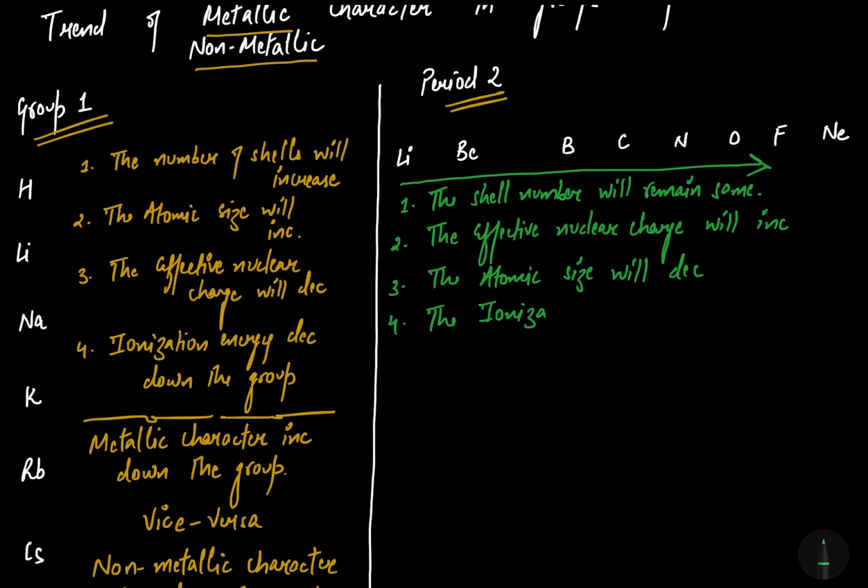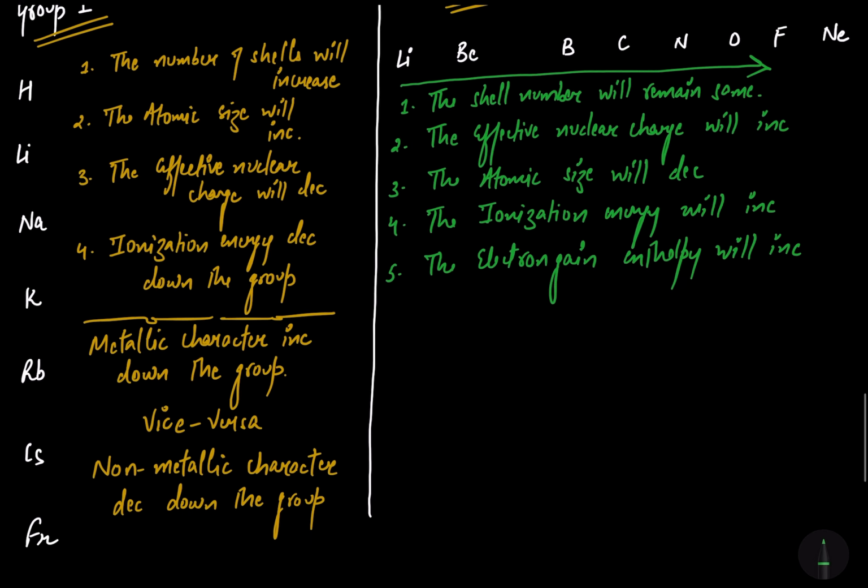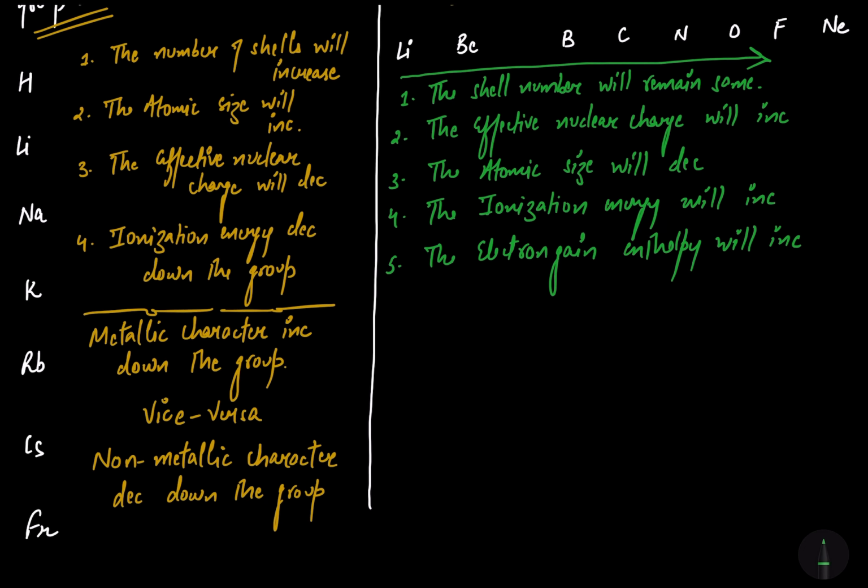So it will be very tough for the element to lose electron as ionization energy is increasing. The ionization energy from left to right will increase, but on the other hand, the electron gain enthalpy will increase, thereby which shows that the tendency of an element to gain electron will increase, which signifies that from left to right non-metallic character will increase.